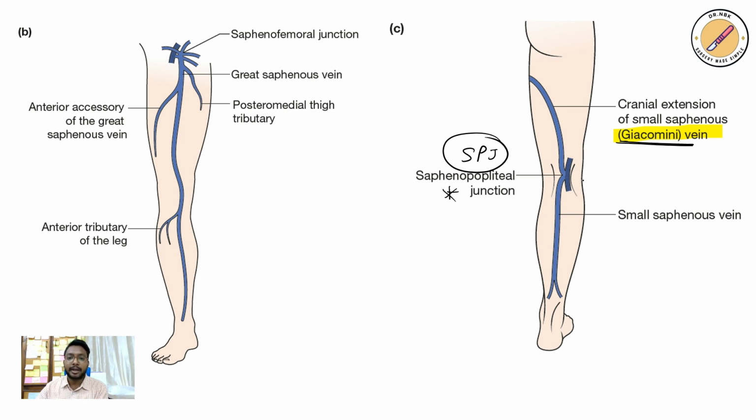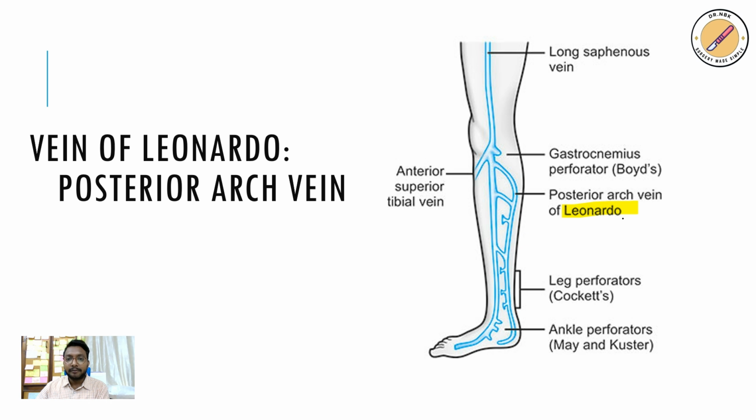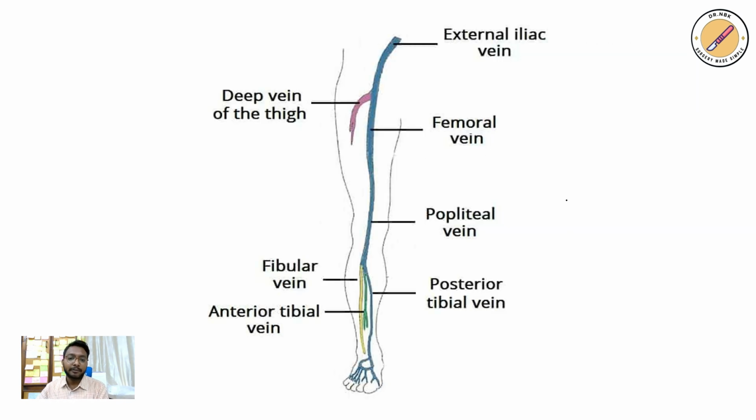Sometimes this is the actual most common variation which can be there with reference to saphenopopliteal junction. Sometimes this short saphenous vein will extend further cranially, and that cranial extension of small saphenous vein is called Giacometti vein. Okay, right. Next, another named vein we need to understand is something called Leonardo vein, which is nothing but your posterior arch vein. You can see here, this is the posterior arch vein, which is always called Leonardo vein.